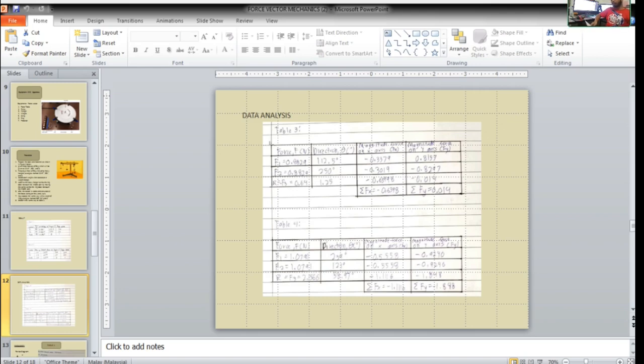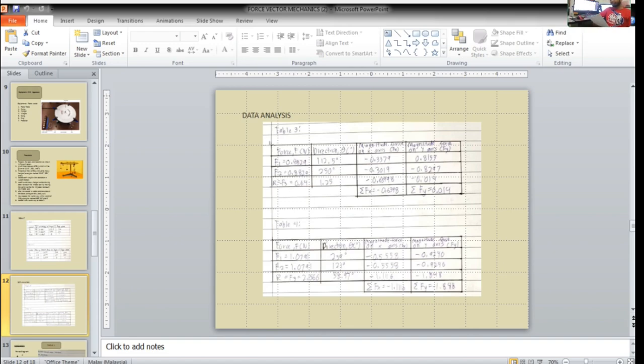The direction is 1.25. The force on the x-axis, Fx, is negative 0.6398. The force on the y-axis, Fy, is negative 0.014. Okay, for Table 4.